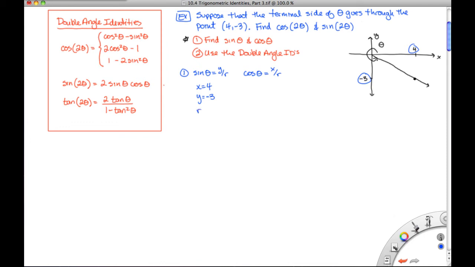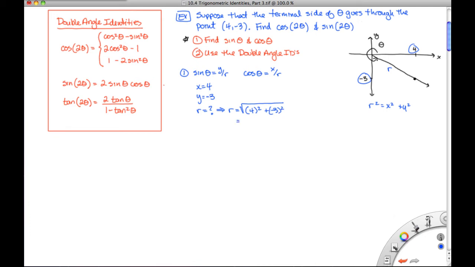So all we really need is to find r. If we keep in mind that we're trying to find this radius, and that r squared is equal to x squared plus y squared, we can use this to calculate r. So r is going to be equal to the square root, and r is always positive in terms of this course, of x squared plus y squared.